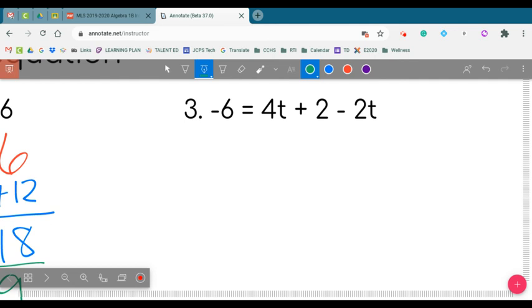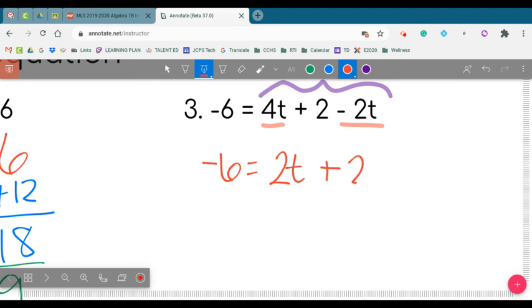So -6 is all by itself, so I'm going to look on this side. Are there any terms that I can combine? There's a 4t. Is there another t? Yes. So I can combine 4t and -2t. Positive 2 is just going to be by itself. So I'm going to get -6 equals 4t minus 2t, which gives us 2t plus 2.